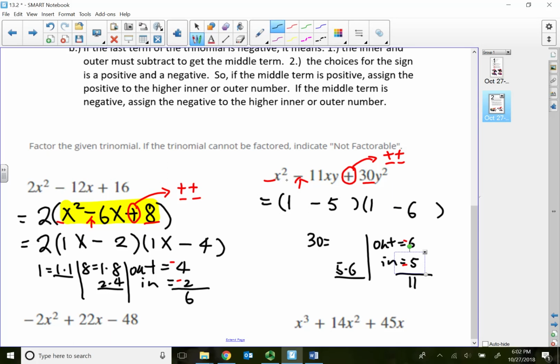1x squared is the first term, so its factors are 1x and 1x. 30y squared is the last term, so the factors of 30y squared go on the back, and that'll be negative 5y and negative 6y. All we do is put x back in behind the first term and put the variable y behind the second term. And that's it: (x minus 5y) times (x minus 6y).